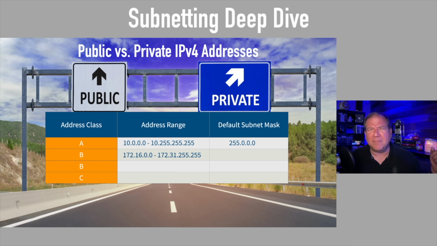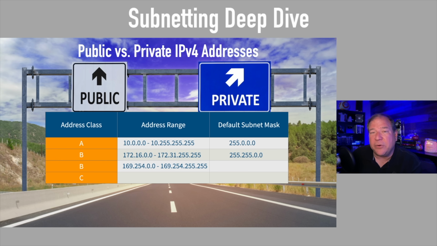Class B, in my home, I use the 172.16 network, and I may or may not have it subnetted. I'm having trouble remembering how I set that up. But everything begins with 172.16. Well, that cannot be routed on the public internet, but it can be routed inside of my home, and that's Class B, and it has a default subnet mask of 255.255.0.0.